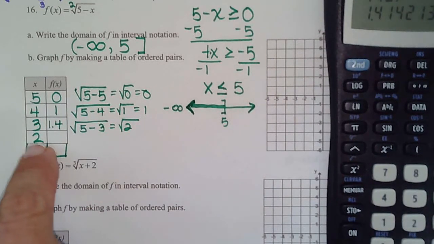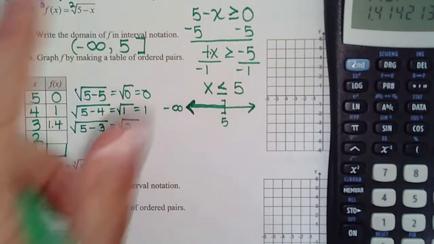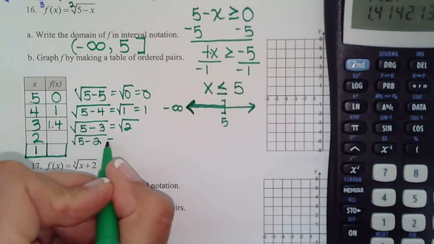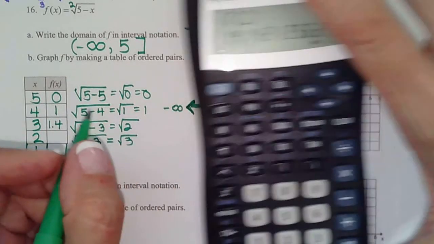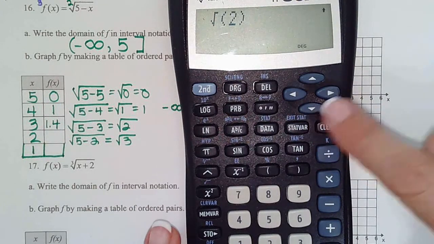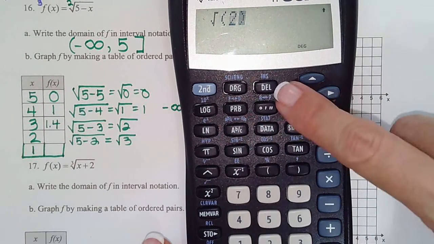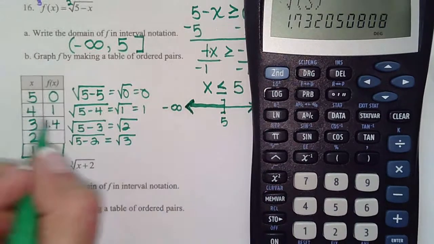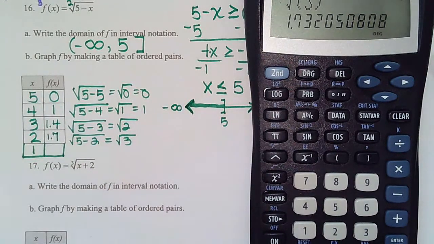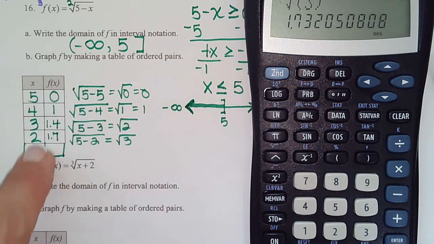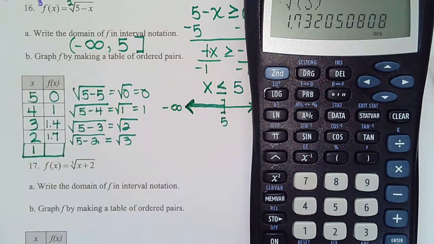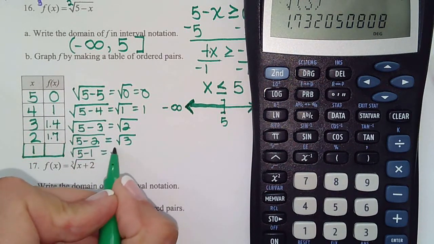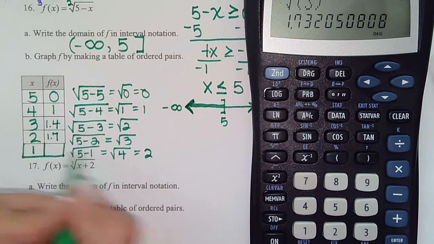So next we do 2 up there. So 5 minus 2 square root would be the square root of 3, which I think is 1.7. Let's see. I'm just going to hit my up arrow and change that 2 to a 3. It's a little bit easier. And bingo, 1.7. And last but not least, put 1 in for x, so it'd be square root of 5 minus 1, which is the square root of 4, which is 2.